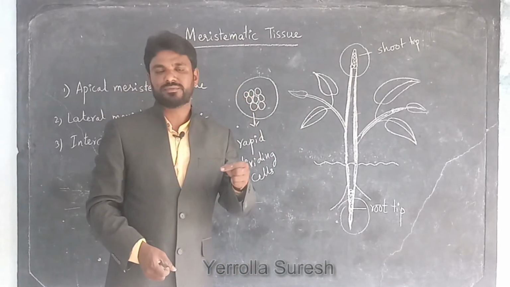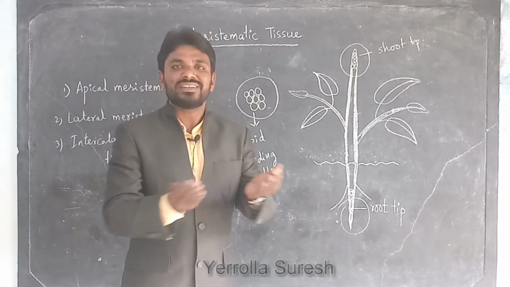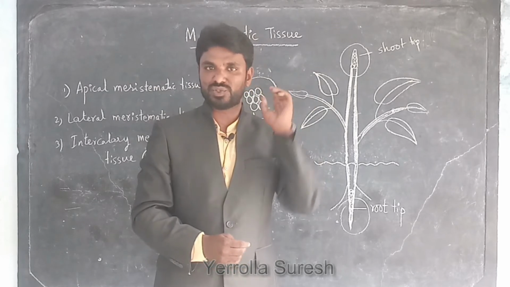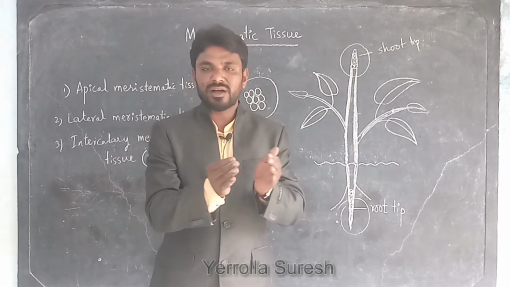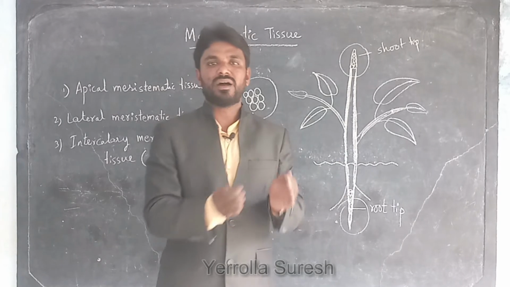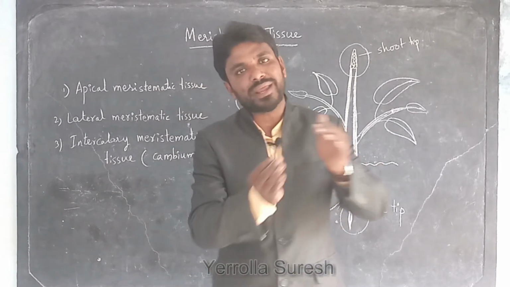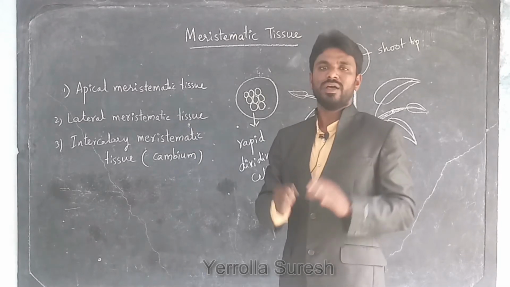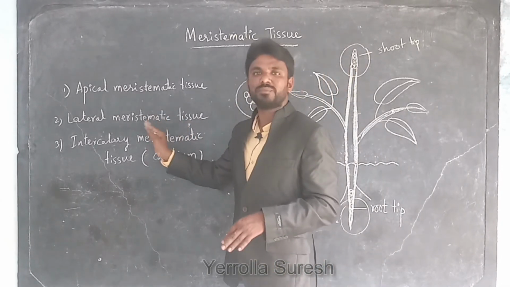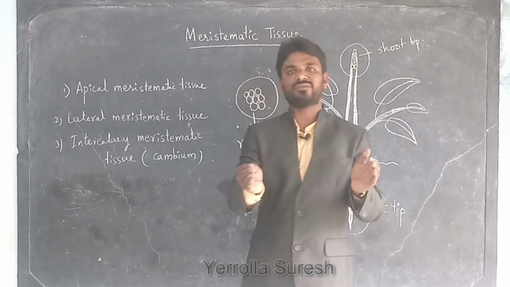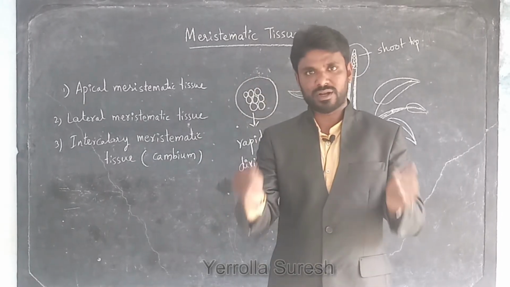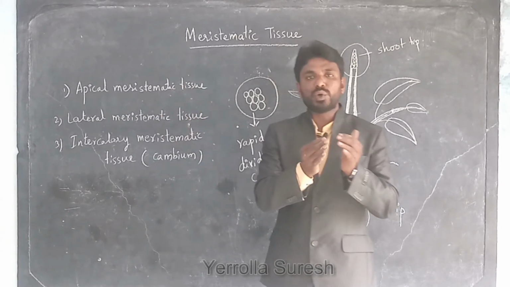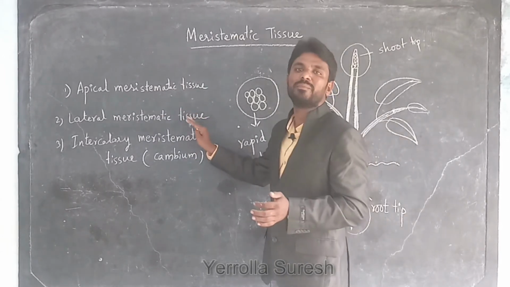So it helps in horizontal growth of the plant body, not vertical growth. The vertical growth is controlled by apical meristematic tissue, and horizontally, the breadth of the stem increases, the breadth of the root increases, the breadth of the branch increases. That is because of lateral meristematic tissue. So lateral meristematic tissue helps in the growth in the breadth of the plant body, not growth in the length. Growth in the length is controlled by apical meristematic tissue and growth in the breadth is controlled by lateral meristematic tissue.